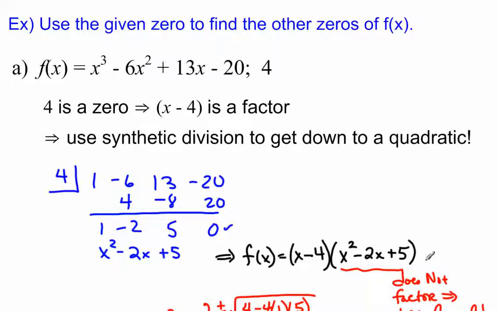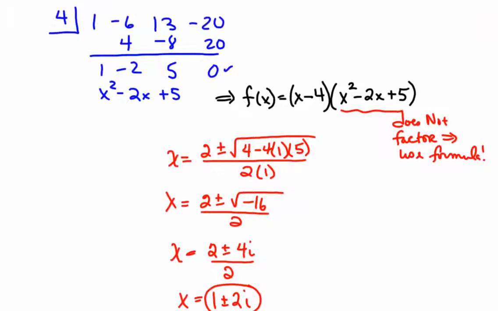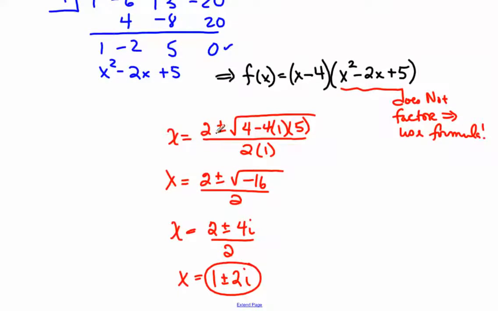But I'm looking for zeros, so I'd want to know what makes this second factor 0. I'm not going to be able to factor that, so the only alternative I have of solving that is the quadratic formula. So that's going to be the opposite of b, so that's negative, which makes that a positive 2 up front, plus or minus the square root of b squared, negative 2 times negative 2 is a positive 4, minus 4 times a times c, so a is 1 here, that's not written, and 5, over 2 times a.